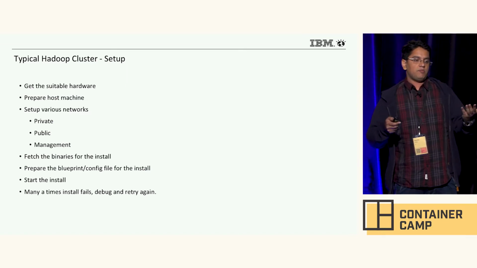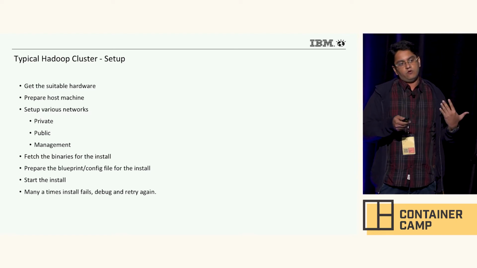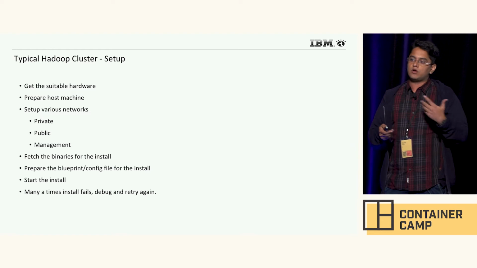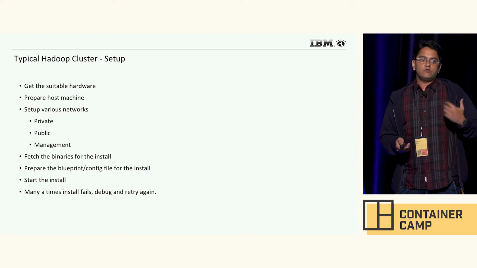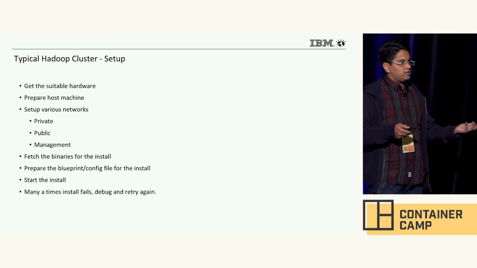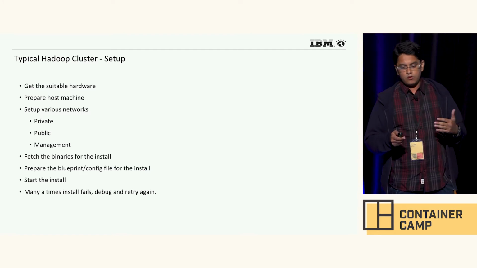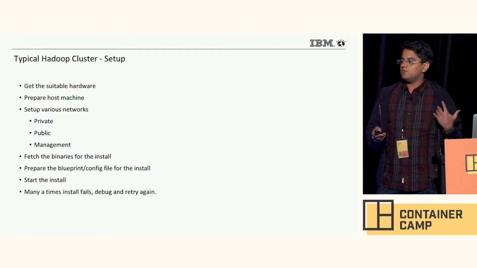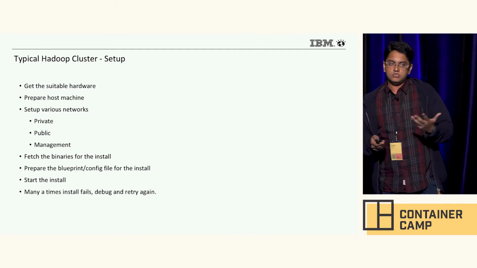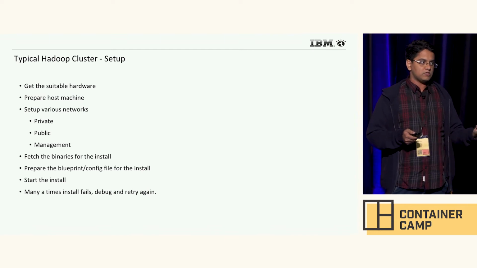Sometimes it happens that, let's say, you are working on RHEL 7.2, and if you are taking your machines from a cloud provider, they are providing you RHEL 7.3 and your application is not compatible with that. So you have to work around that. For a typical Hadoop cluster, three types of networks are involved.